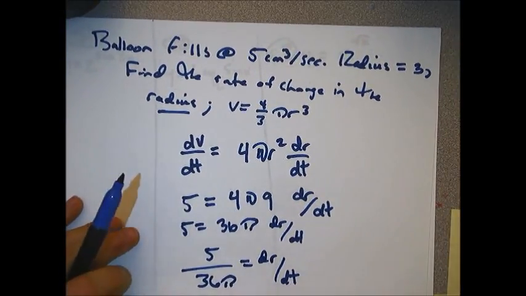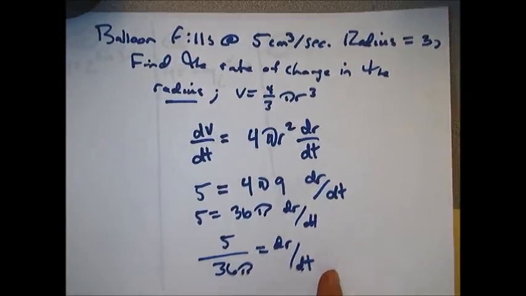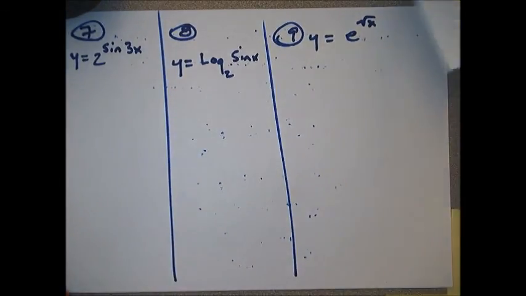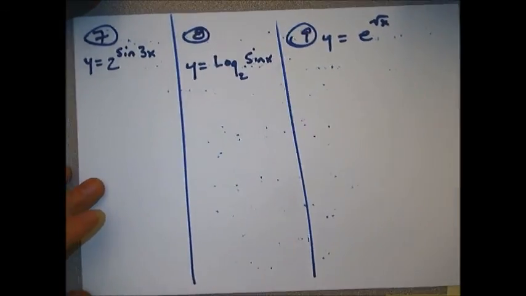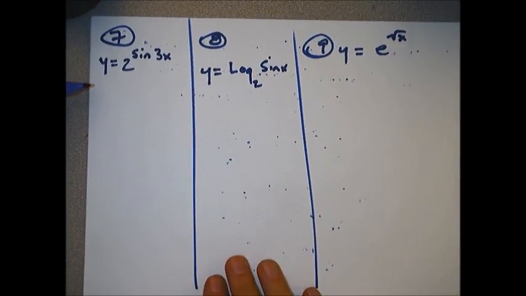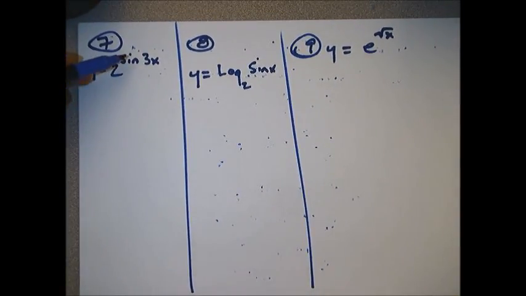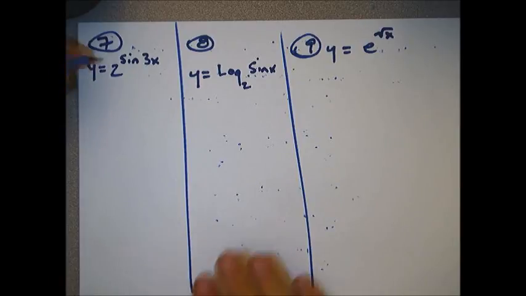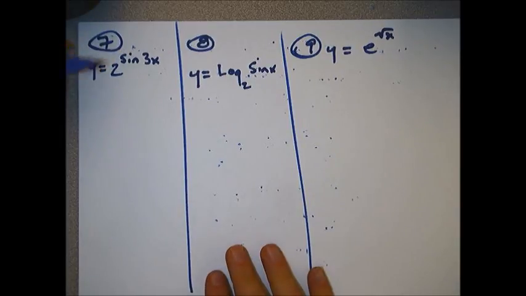Moving on, if we look at 7, 8, and 9, they're right here. So we need some rules for each of these. For the first one, it's an exponential. So it's something raised to a power. So my rule is rewrite the problem, natural log the base, derive the power. So let's start by rewriting the problem.